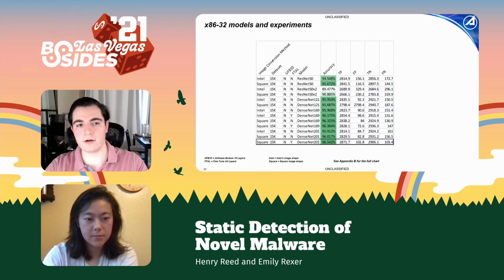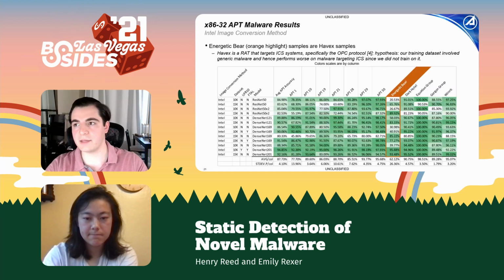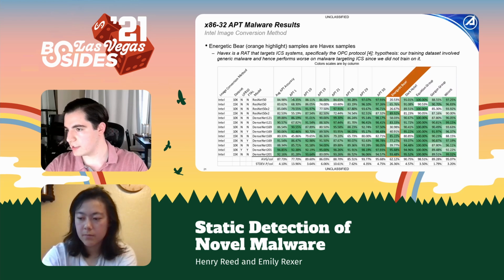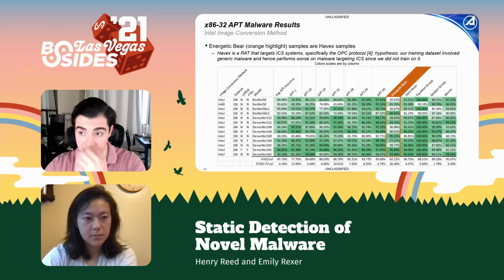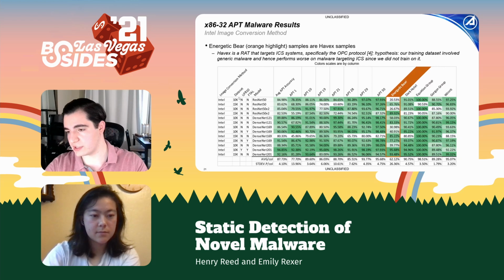So now I'll talk about our test data set, APT-Malware. Let me walk you through the chart here. There's a lot of information to take in. Each column describes each APT. So these are the results for APT 1, APT 10, 19, and so on. The row describes the exact experiment. So this chart only shows the Intel image conversion model, as you can tell, and we have all the other variables here.